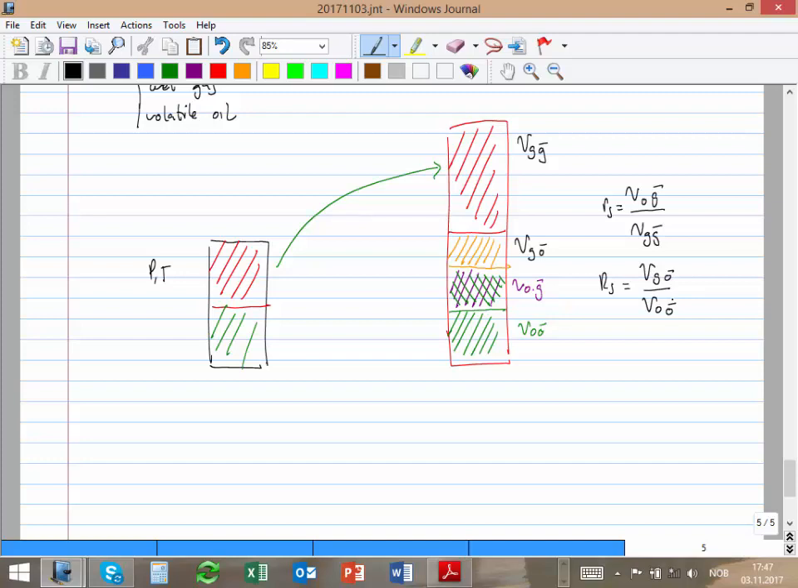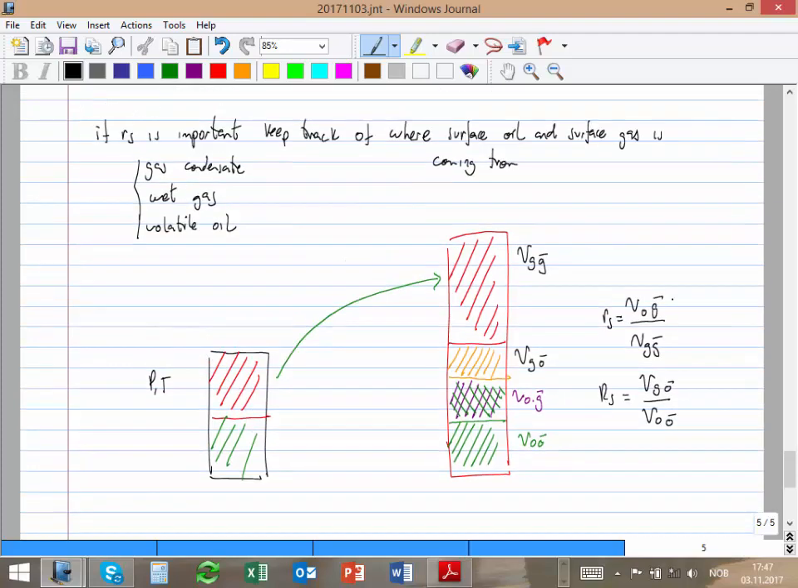Okay, but we are not going to use that in this course. Just keep it in mind. If you have something like gas condensate, wet gas, or volatile oil, then you have to include this Rs if you're expecting significant dropout from the gas.